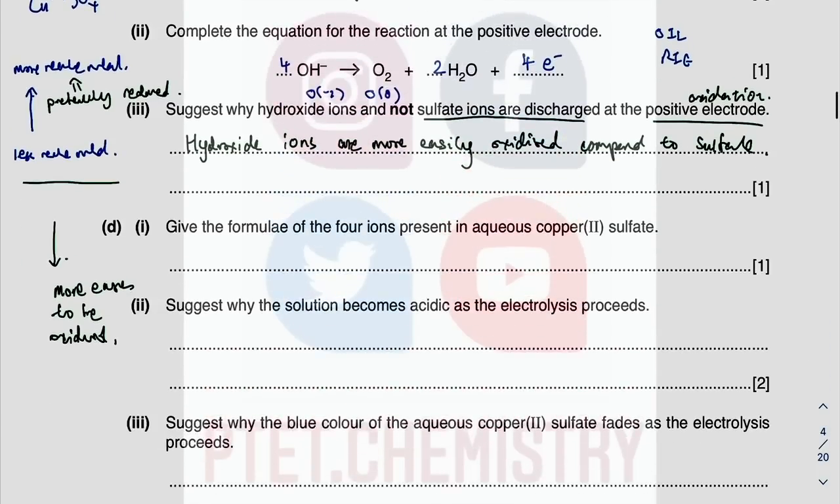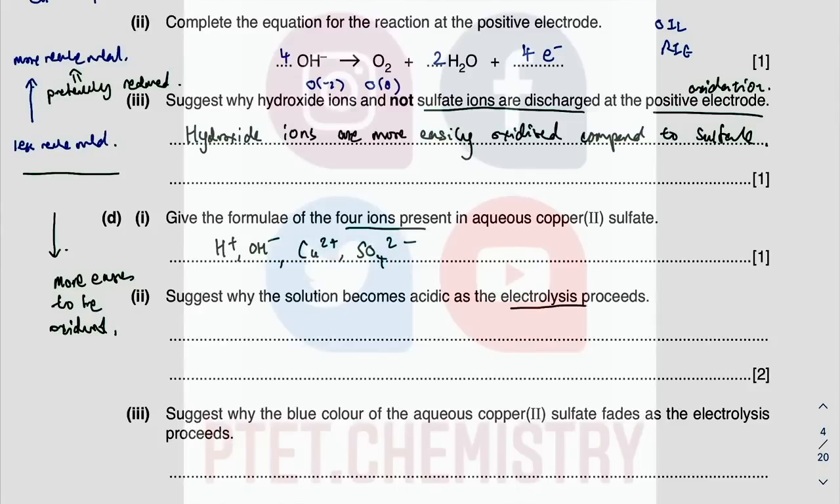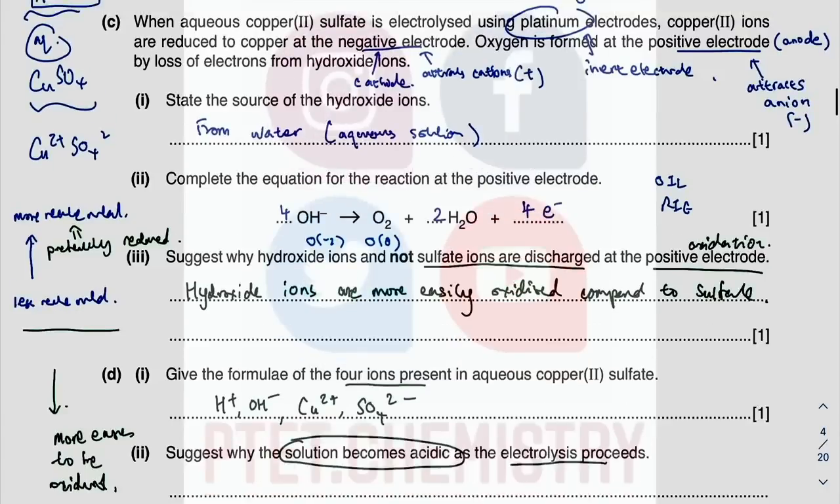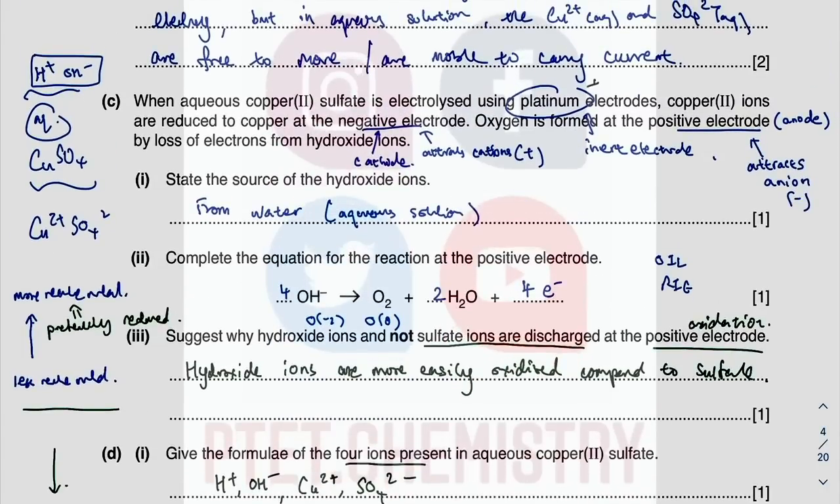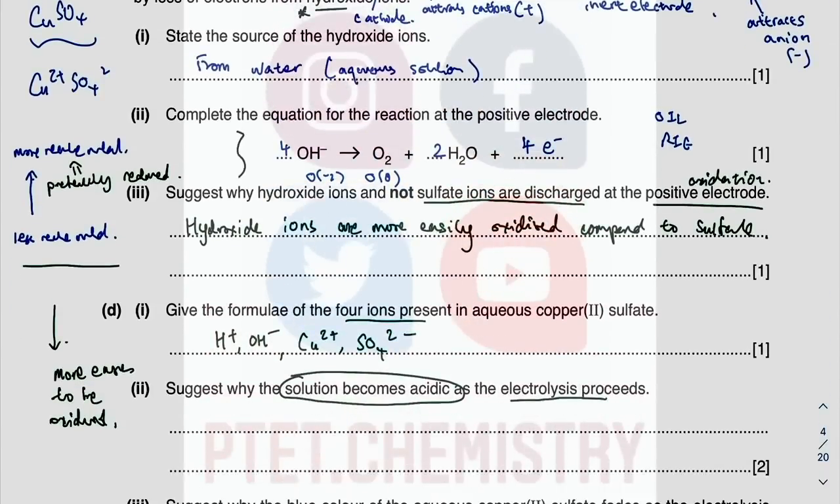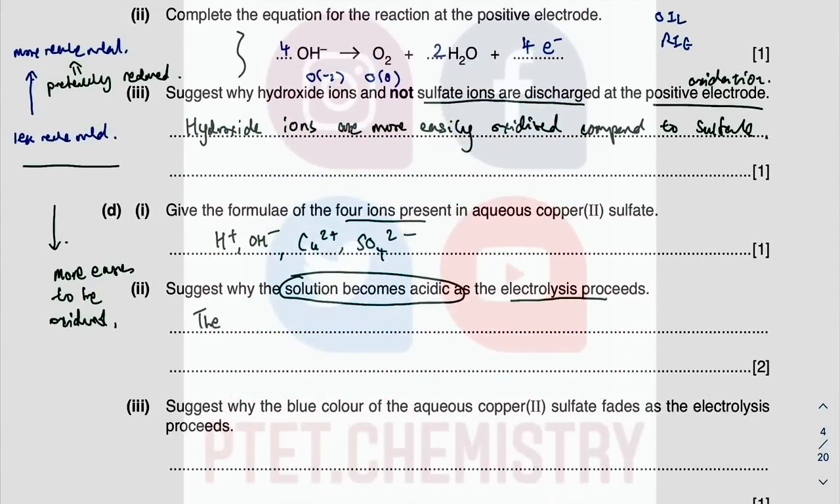Yeah, so the 4 ions present are the H plus and the OH minus, the copper 2 plus, the SO4 2 minus, right? So as the electrolysis proceeds, why does the solution become acidic? You use a platinum electrode, right? So you lose the copper 2 plus and then you lose the hydroxide ions, okay? But this is the key thing. The hydroxide ions get discharged, okay?